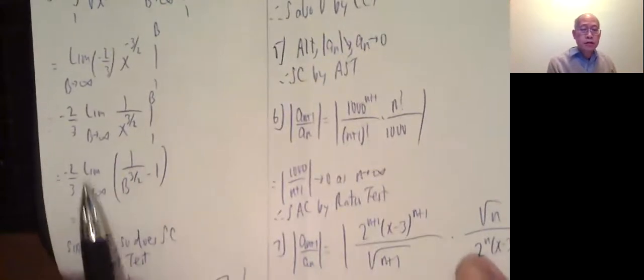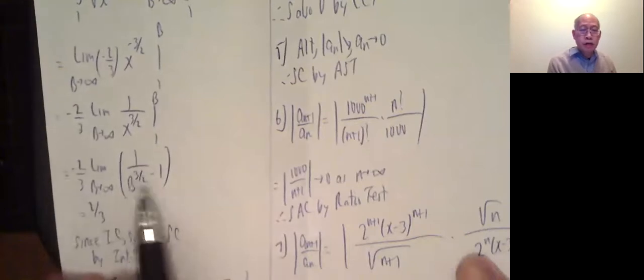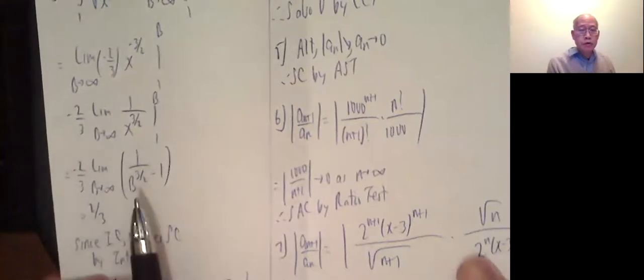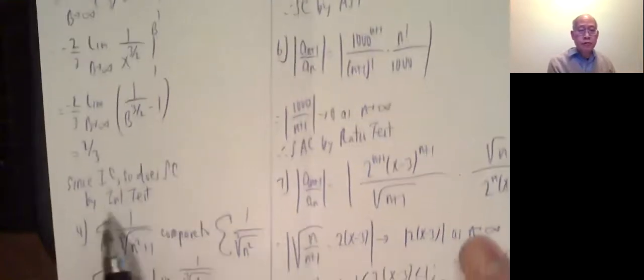which is negative 2/3. Plug in. So limit b approaches infinity of 1 over b to the 3 halves minus 1. When b gets big, this approaches 0. So I have negative 2/3 times negative 1, which is 2/3. So since the integral converges, so does the series converge by the integral test.